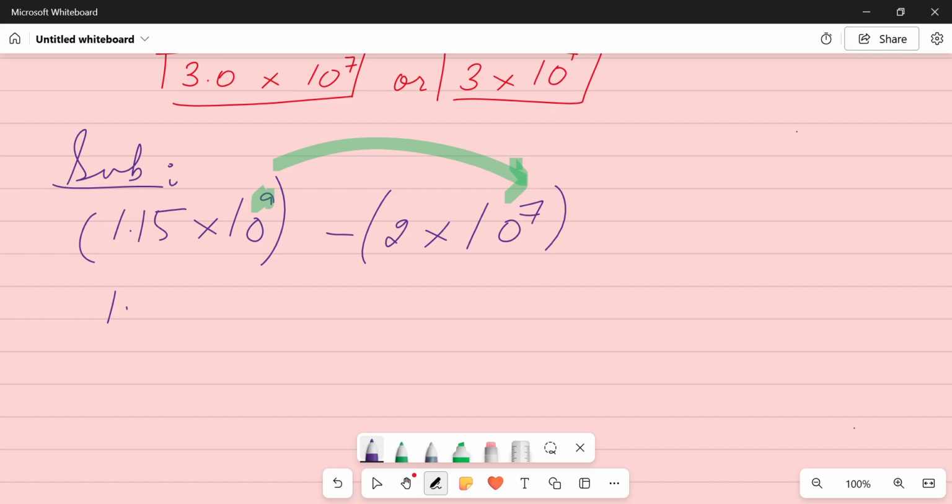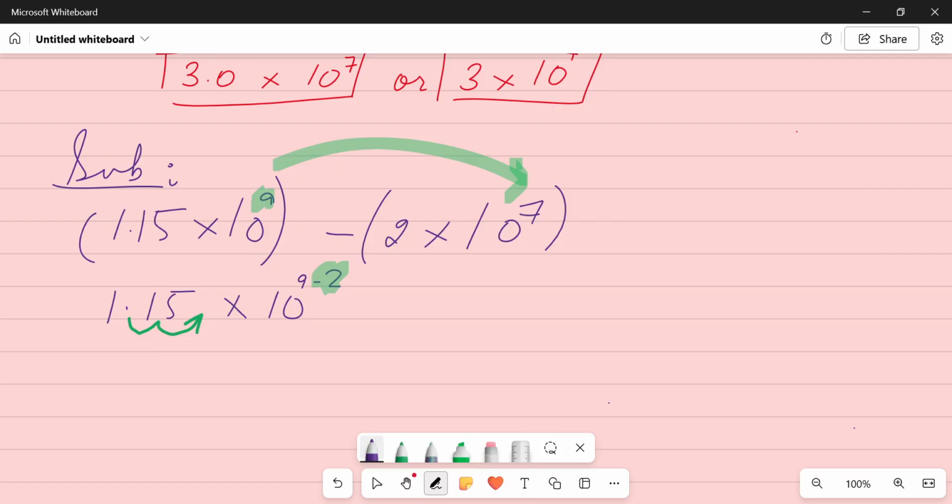So 1.15 times 10, 9 minus 2. Then you will get 7, right? So move this decimal towards your right side. R means right and R means reduce, right? Why towards your right side? Because you used minus 2 here, and minus always tells you that you need to go to your right side.